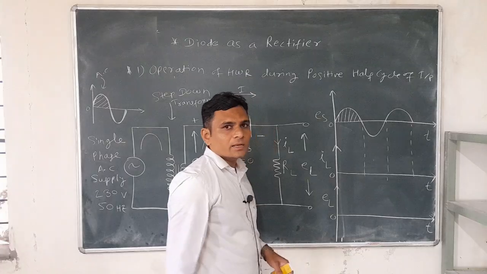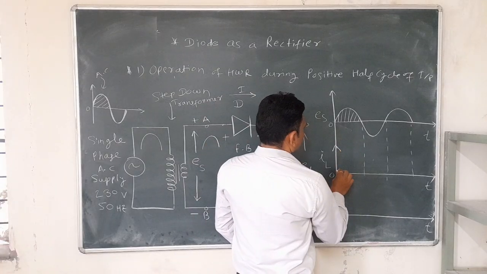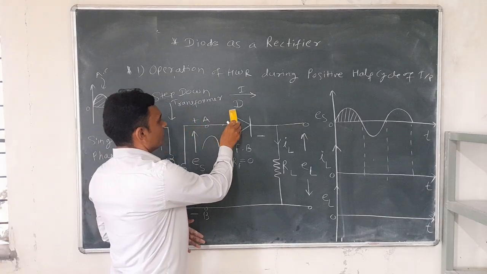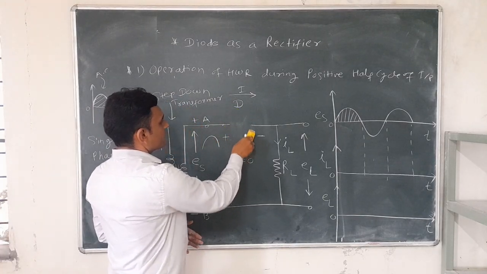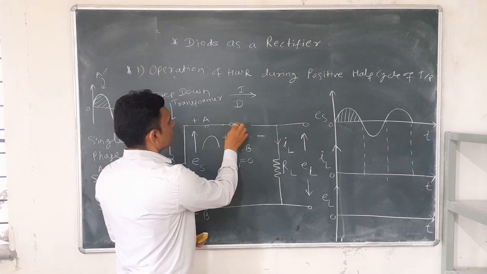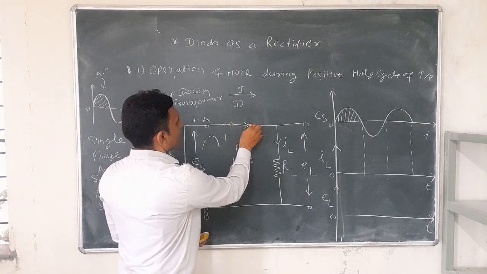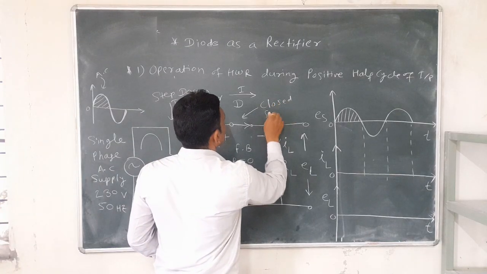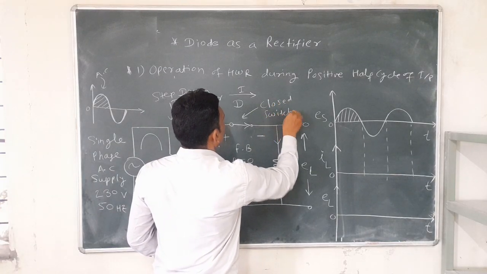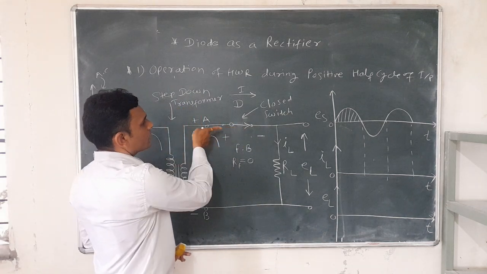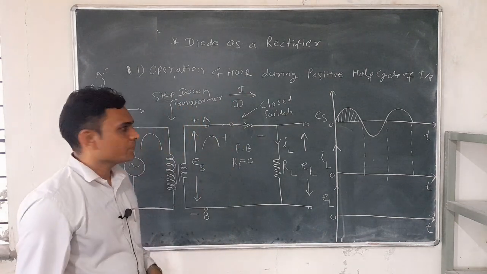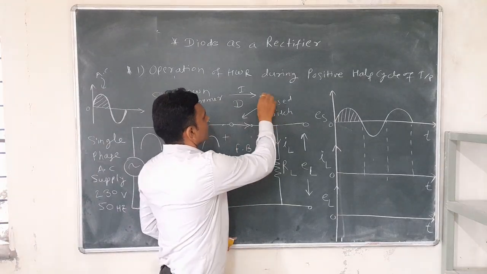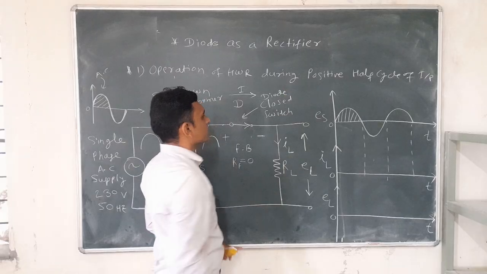So in the positive half cycle, current flows through the PN junction diode because we can replace this PN junction diode by a closed switch. In this way we can replace that diode by a closed switch. When the switch is closed, current flows through that switch. So here the diode works as a closed switch.